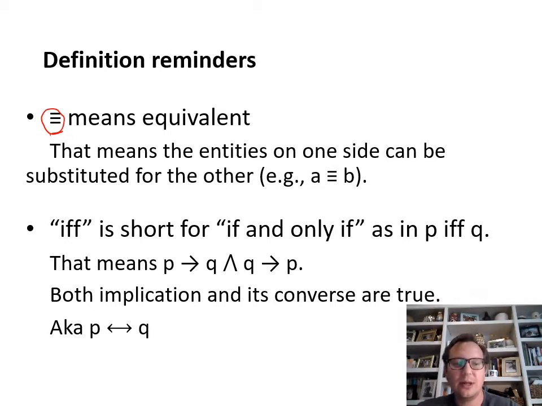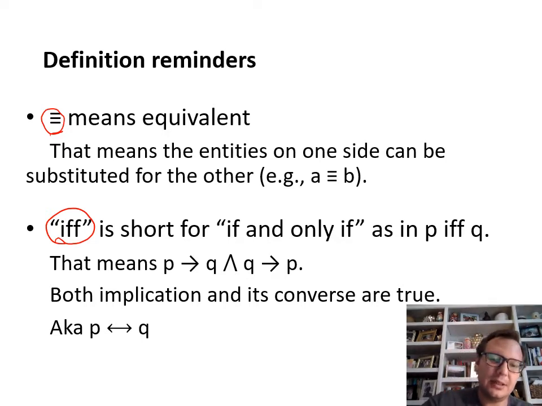Also, this iff is short for if and only if, as in P iff Q. And so that basically means that P implies Q and Q implies P, meaning that both implication and converse are true. And the symbol that is a shorthand for this is this double-sided arrow.